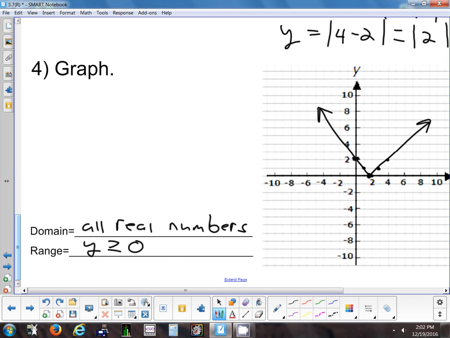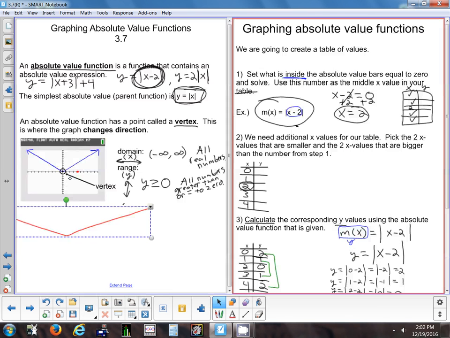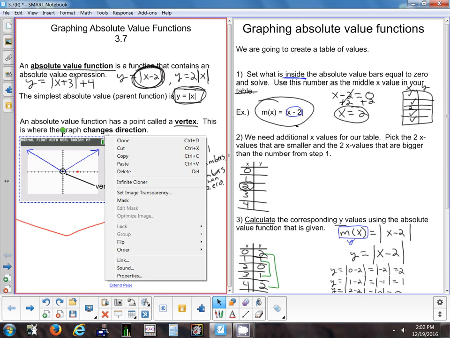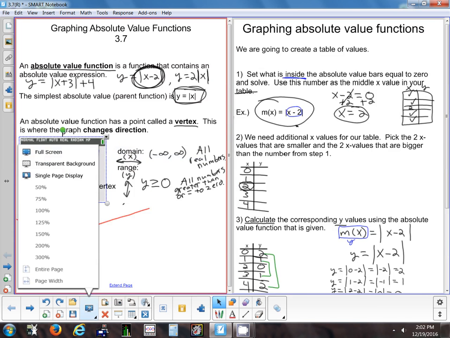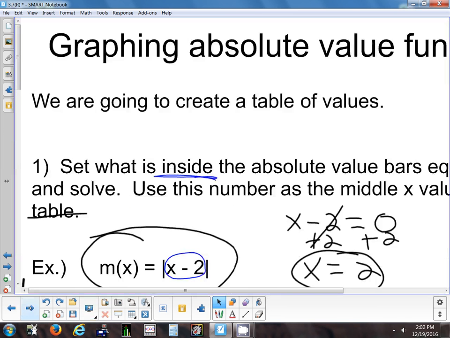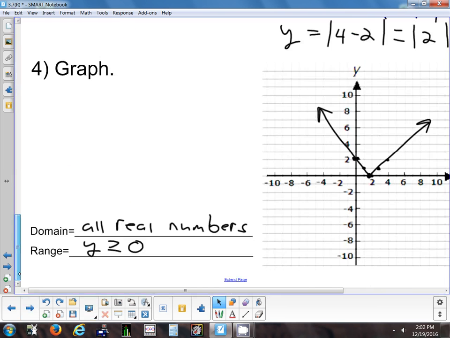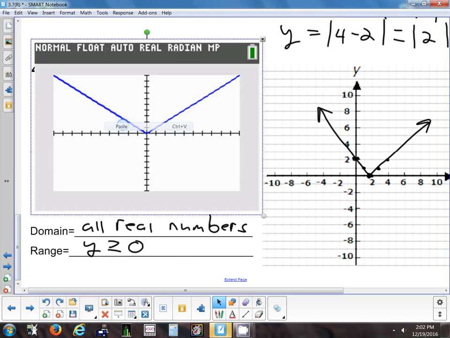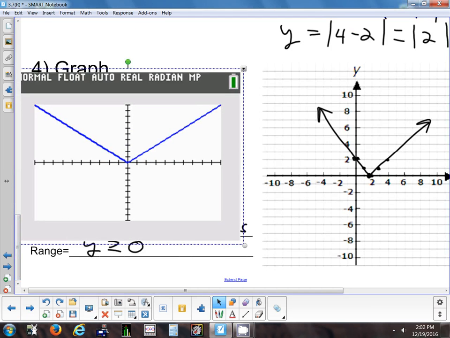Now, where's the original V shape? The parent function. What's the difference between this one and the parent function? Just a small difference in where the V shape is. If you need to see both, let me copy it and see if I can put it right next to it. Okay, can anybody tell the difference between the two V shapes?